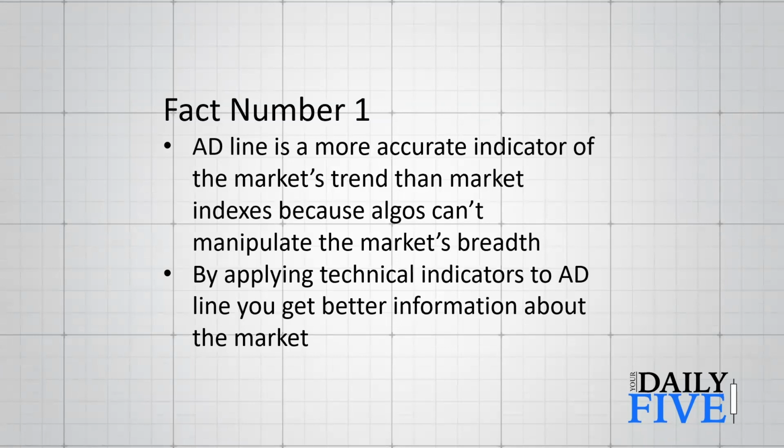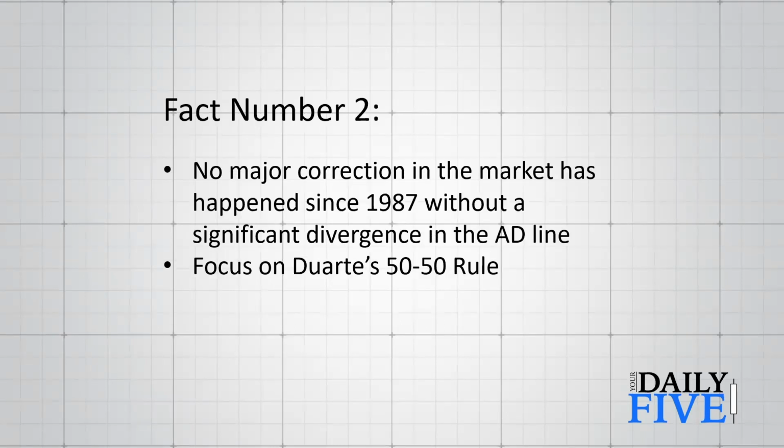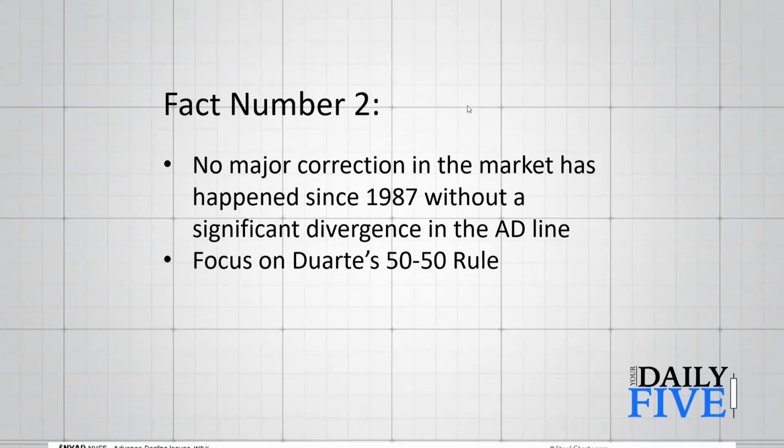So, number one fact, the AD line is a more accurate indicator of the market's trend than the market indices, because the algos can't manipulate the market's breadth. I can't say that enough times. By applying technical indicators to the advance decline line, you will get better information about the market, and that's what this is all about. Second fact, no major correction in the market has happened since 1987 without a significant divergence in the advance decline line. I'll show you that in a minute. And we're going to focus on Duarte's 50-50 rule, which will keep you on the right side of the market in uptrends and downtrends.